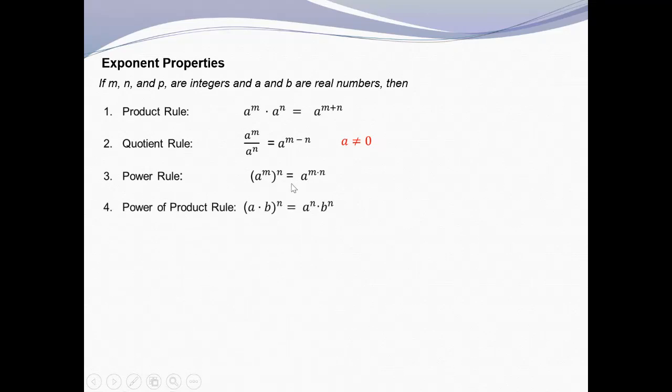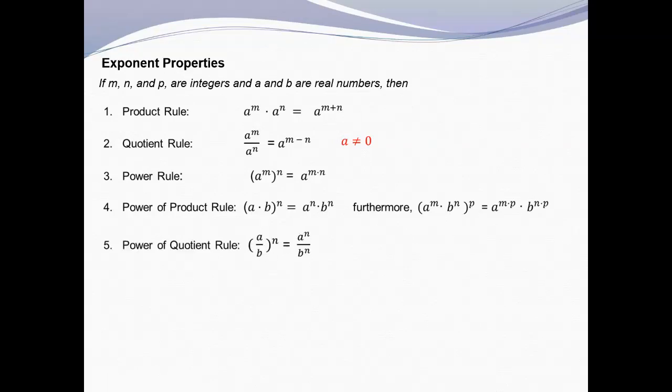This is called the power of product rule. For example, if you have a times b to the n, then you distribute the exponent. So it's going to be a to the n times b to the n. Furthermore, if you have a to the m times b to the n, to the p power, it's going to be a to the m times p times b to the n times p. Right now, I will show you examples of all these rules.